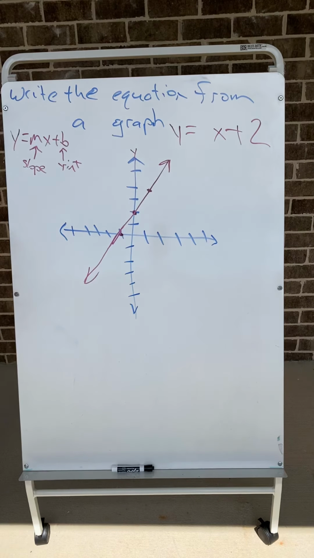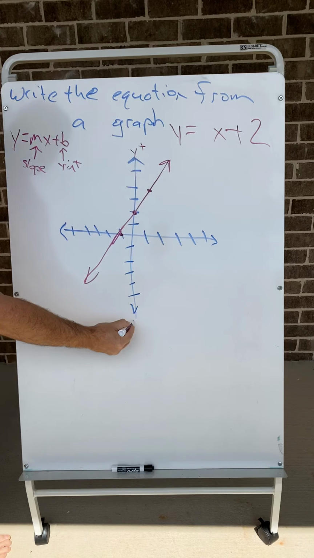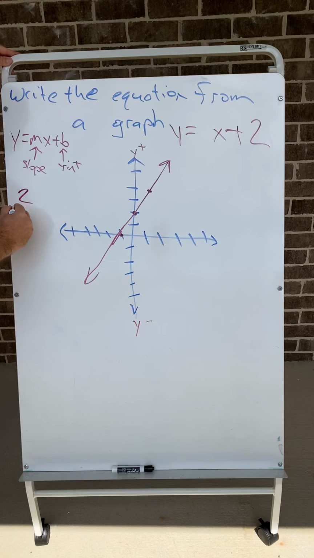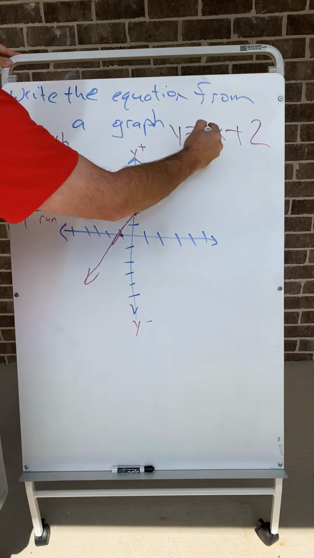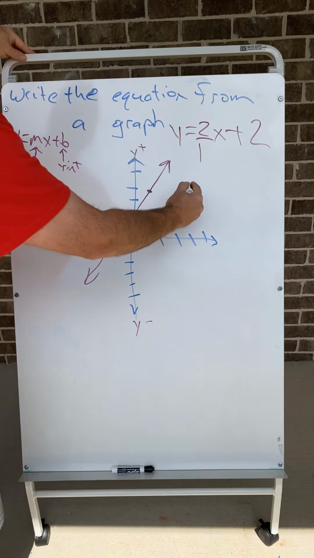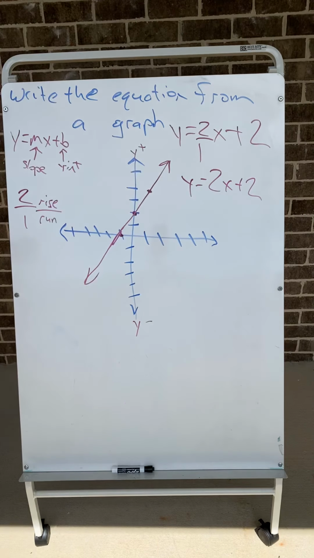Okay, so now I need to find my slope because your y-intercept is on the positive side. Remember, that's positive, and the other direction is the negative. And then your slope, I went up 2 over 1. So that's your rise over the run. So you can either have 2 over 1 x plus 2, or you could just write it as y equals 2x plus 2. Either one of those two will work. Okay, so let's try another one.